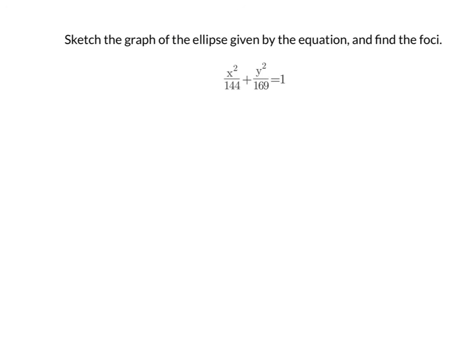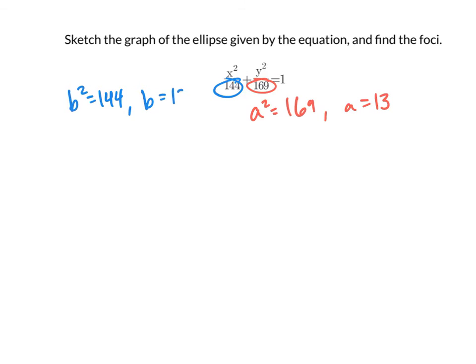Just one example problem for us today. I want to sketch this ellipse given by this equation, and then I also want to find where the foci are. And so I'm going to start by labeling what A is. A is the bigger number, and so A squared is 169, which means that A is 13 because 13 squared is 169. And then B squared is 144, which means that B is 12.